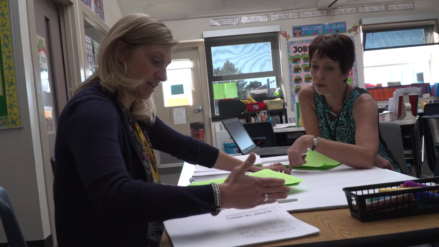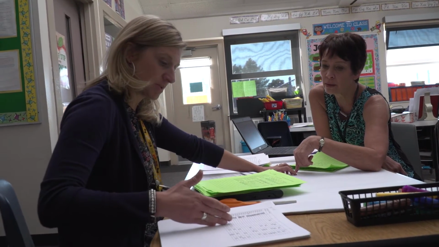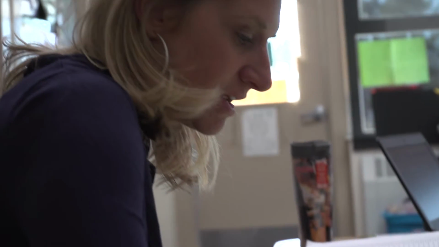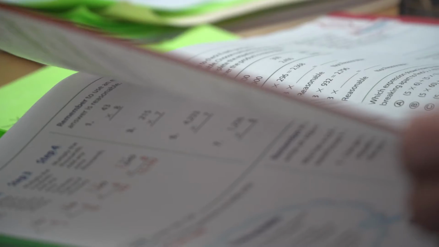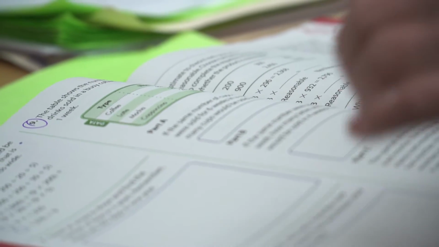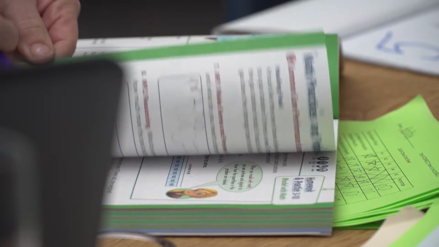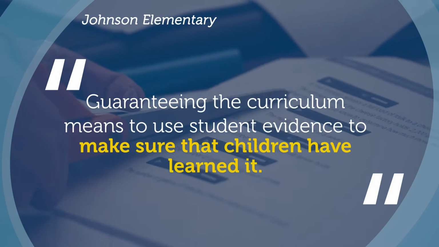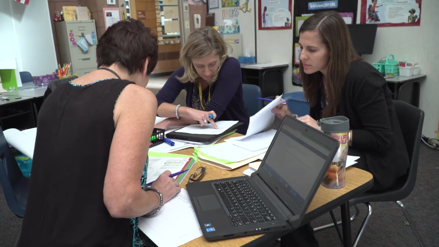My name is Georgiana Dawson and I'm the principal at Johnson Elementary School. I would like to concentrate on our first School Unified Improvement Plan strategy, which would be a guaranteed and viable curriculum. We're really honing in on the guarantee piece, which is using our student assessment in order to drive our instruction. So guaranteeing the curriculum means to use student evidence to make sure that children have learned it.